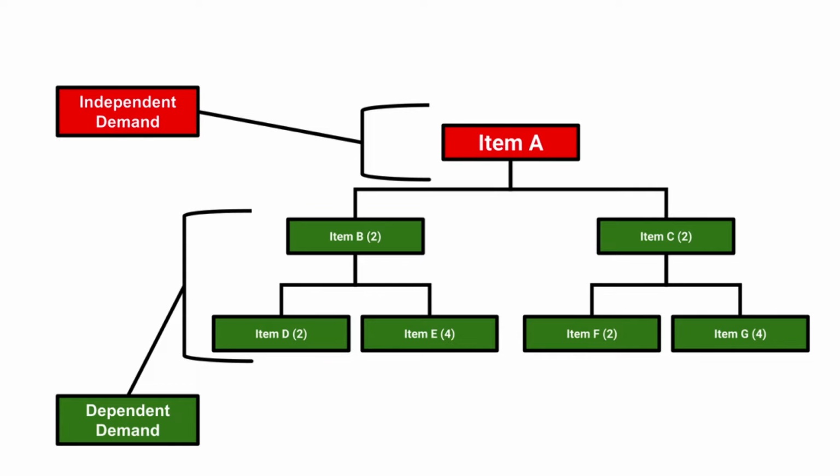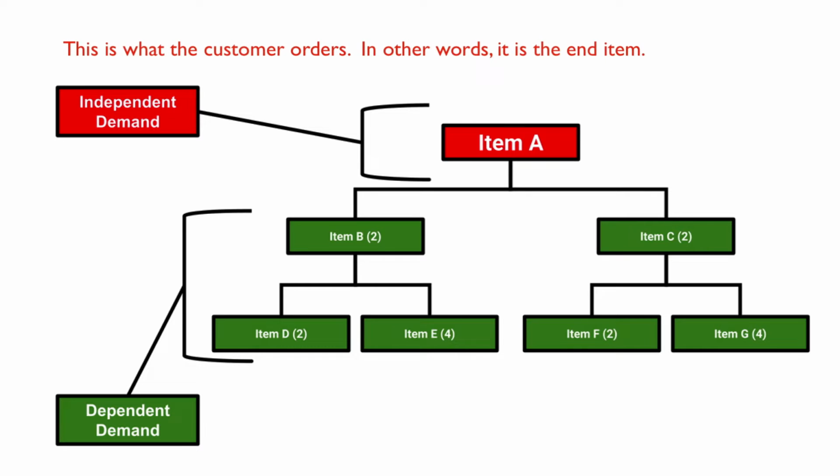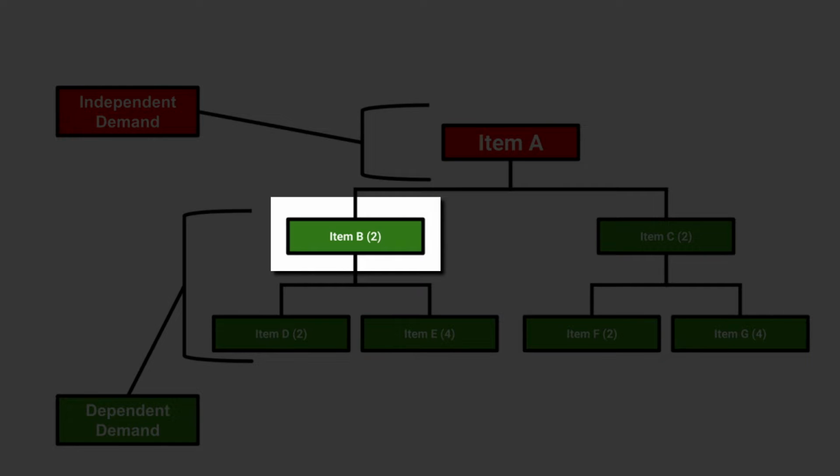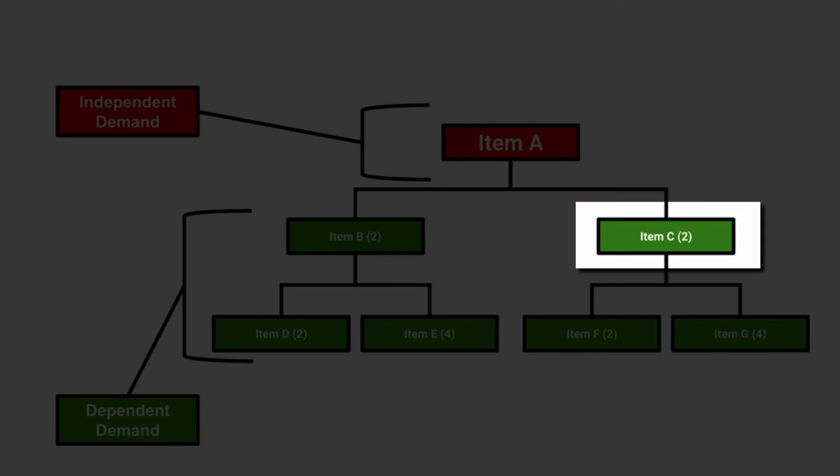Let's take, for example, item A. This item, A, is an independent demand item. This is what the customer orders. In other words, it is the end item. But to make item A, we need 2 of item B and 2 of item C.